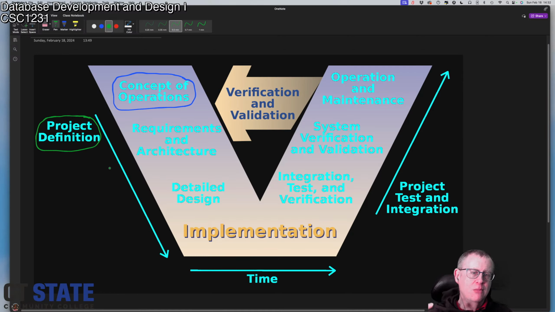That's design, or we eventually get to design from there, and that's what this course is about, at least from a database perspective. This System V is applicable in a much more general engineering context. It's used by defense contractors, it's used by people who make software, it's used by people who make hardware. So it's a reasonably generic way of thinking about product development.